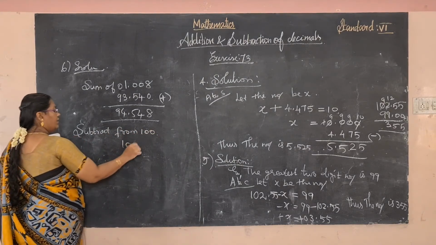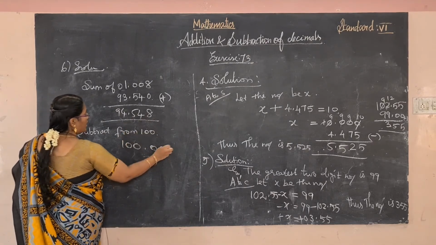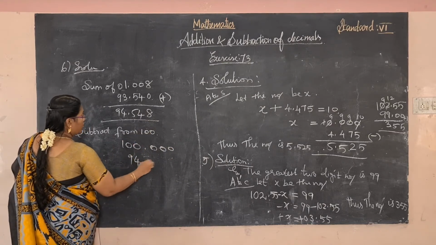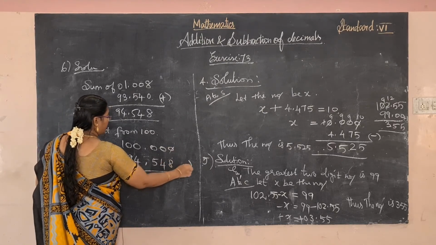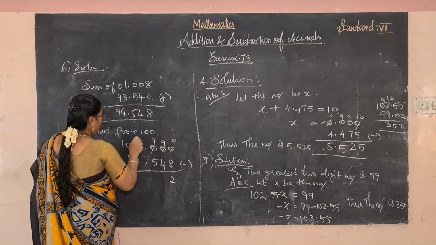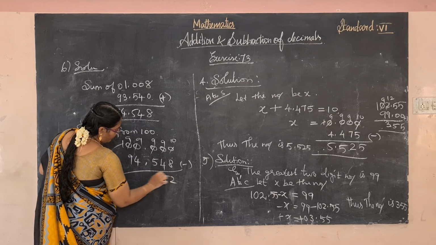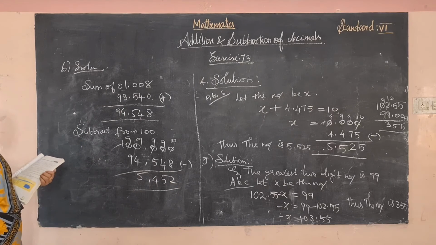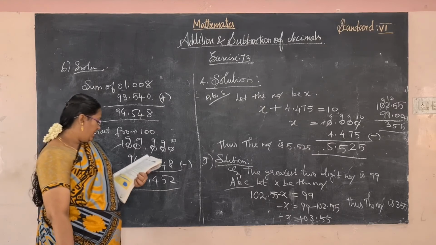Okay, so sum of, and subtract from 100. So first write in the like decimals, convert into the like decimals. Okay, how many zeros? 3 zeros added because the decimal place value is 1000. So 94,548. Subtract 10, 2. Here 9, here 9, here also 9, here also 9. Okay, so 9 minus 4, 5, 4, 5, 0. So answer for this problem 5.452. Okay, so 7, 8, 9 is homework.